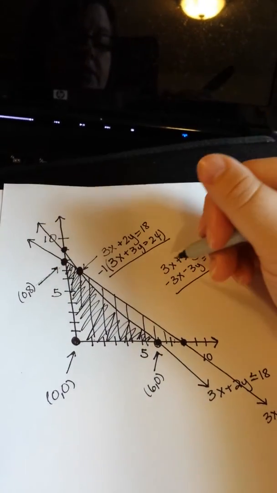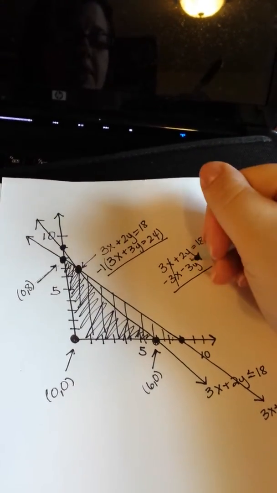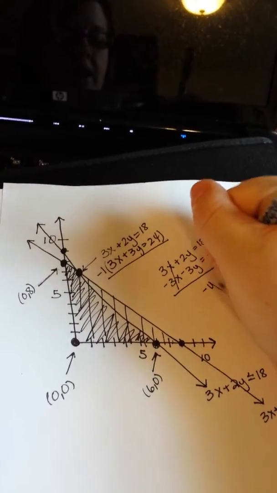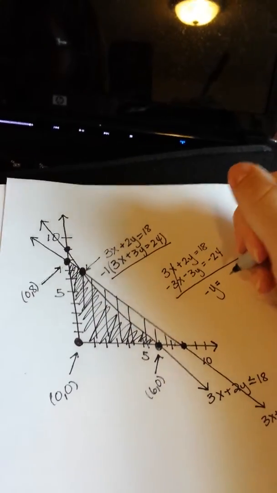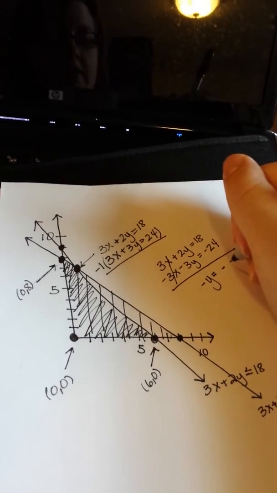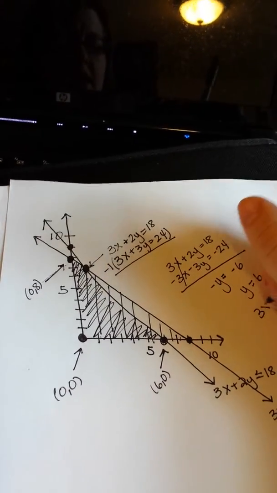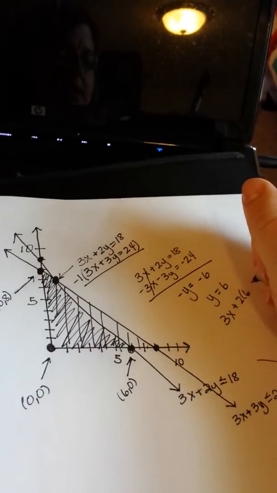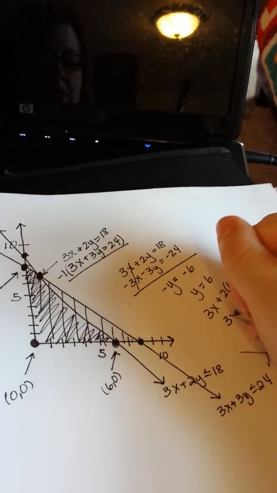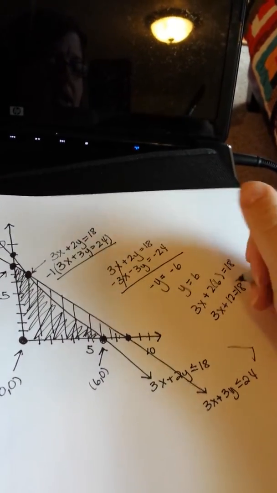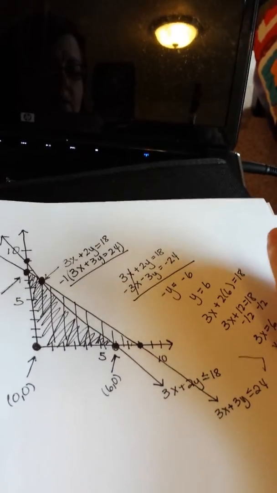Okay, so now add these two equations together. I have 3x minus 3x, and that gives me 0. My x's have canceled out. 2y minus 3y, that gives me a -y, and 18 plus a -24 gives me -6. Solve for y: y equals 6. Take this and plug it back in. 3x plus 2 times 6 equals 18. You can plug it back into either one of those equations. I get 3x plus 12 equals 18. Subtract 12. 3x equals 6. X is equal to 2.